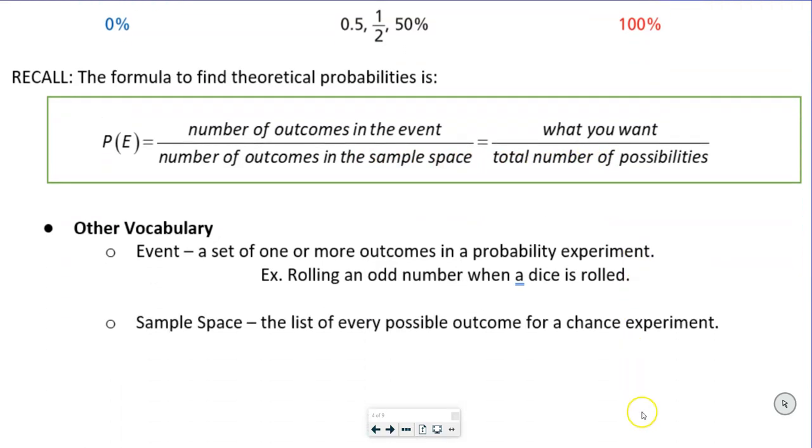Other vocabulary that's key to probabilities is an event. It's a set of one or more outcomes in a probability experiment. Examples: rolling an odd number when a die is rolled. Or sample space: it's the list of every possible outcome for a chance experiment. So sample space means what are you expecting to happen? What are the total number of things that could happen? The event is what did you want to happen? Okay, so that's why it says what do you want over the total number of possibilities here.